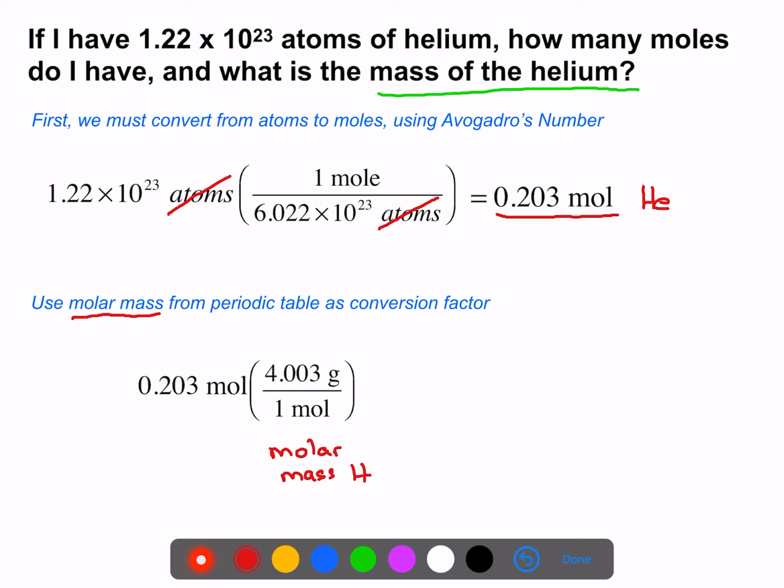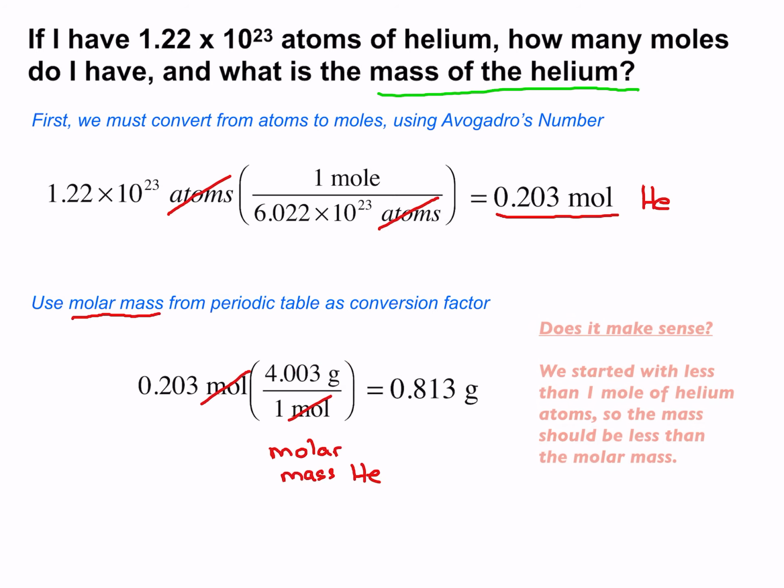And notice how I set this up. We want to end up with grams, so I put the grams on top. We want the moles to cross out, so I put the moles on the bottom, so they cross out with our starting moles. And we end up with 0.813 grams. Again, ask yourself, does it make sense? Well, we started with less than 1 mole of atoms, right? And therefore, our mass should be less than that of the molar mass of that element. And in fact, that's what we have.